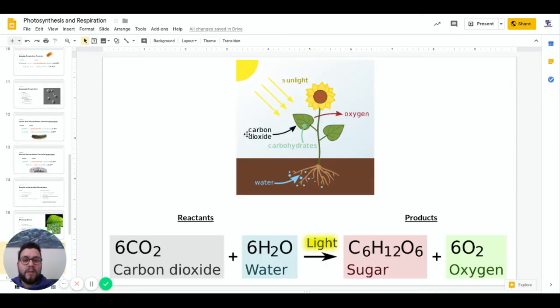So they take in the carbon dioxide through their leaves, they take in the water through their roots, and in their leaves, they're going to use sunlight to transform those two ingredients into sugars, into carbohydrates, and produce lots of oxygen as a byproduct of that. So our reactants are carbon dioxide and water, and through using light, we can combine it to make sugar and make oxygen.